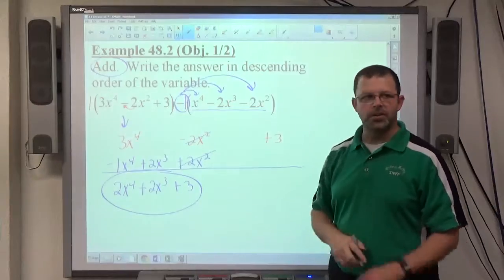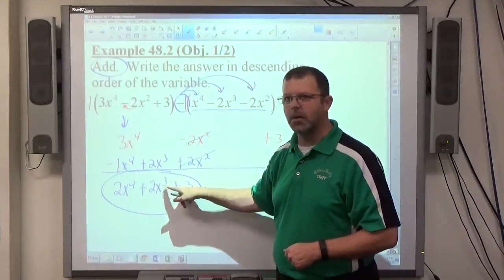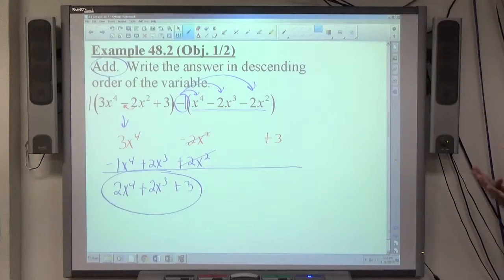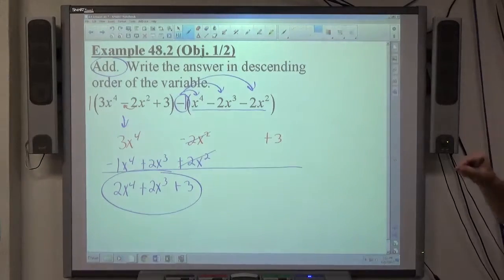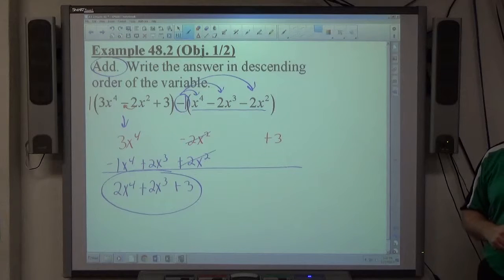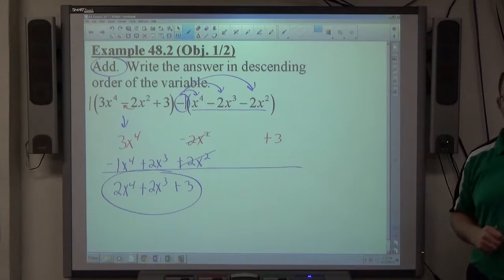And there's my answer in descending order of the variable. Okay, descending order, highest power 4, next highest power 3, lowest power is no x at all. So every answer should end up looking like that in a descending form. Each term has a plus or minus in front of it, depending on what sign it's supposed to be. Okay, there's no gaps in your final answer, just a nice put together polynomial like that.